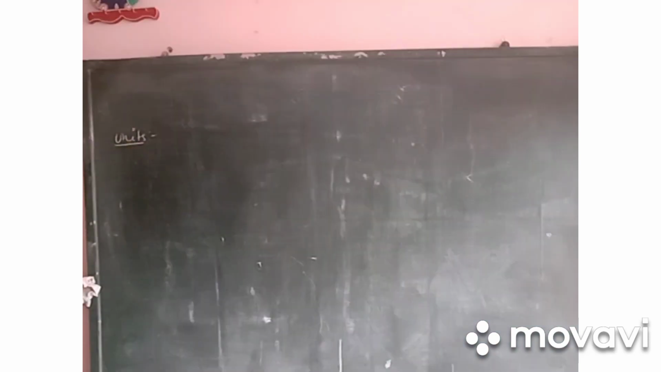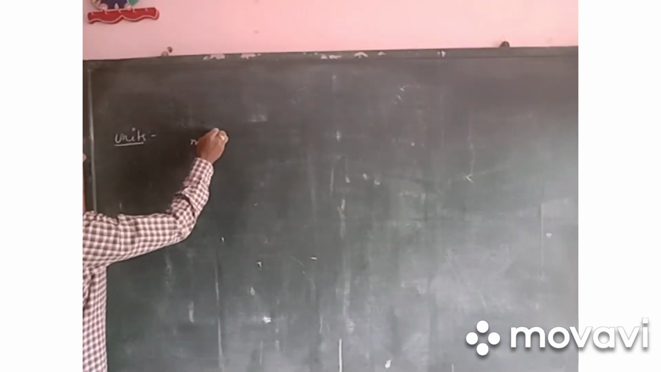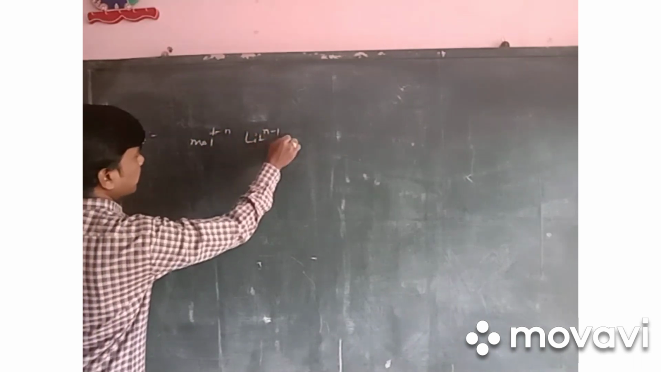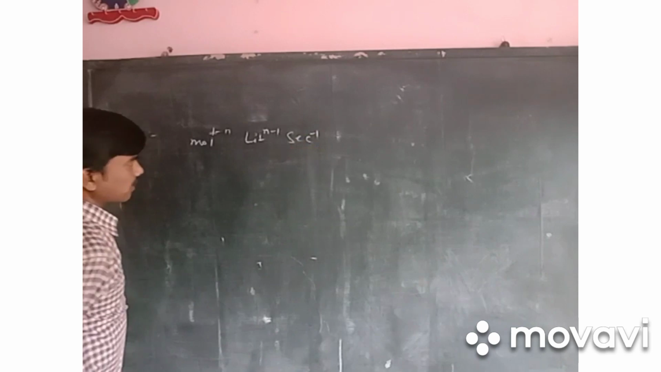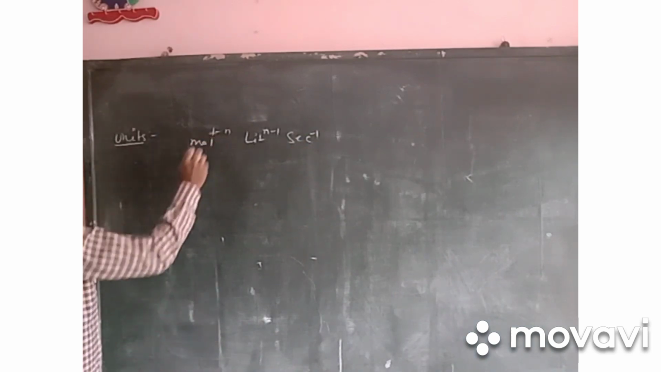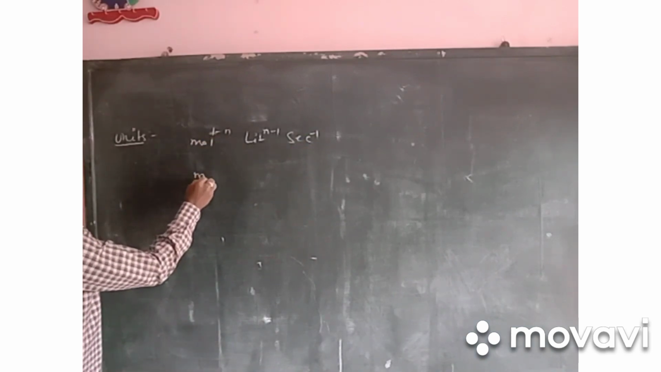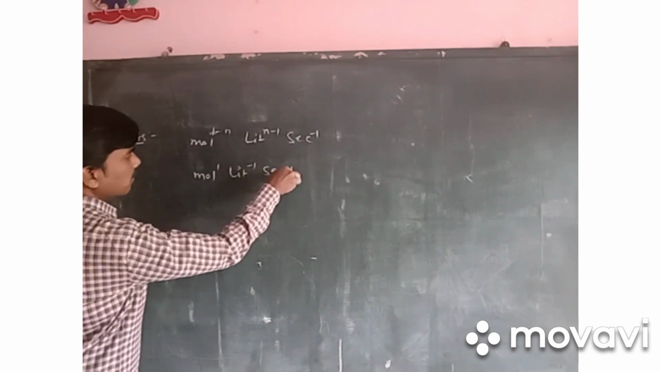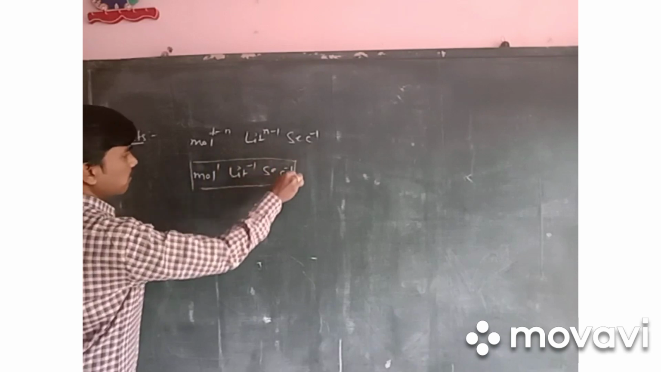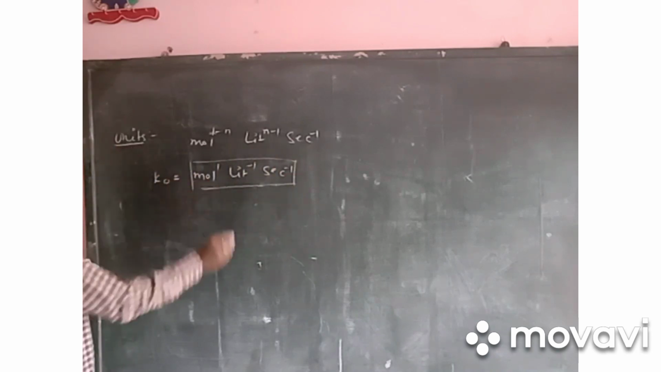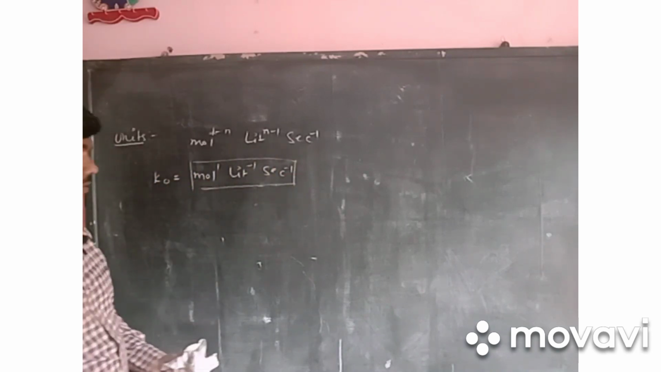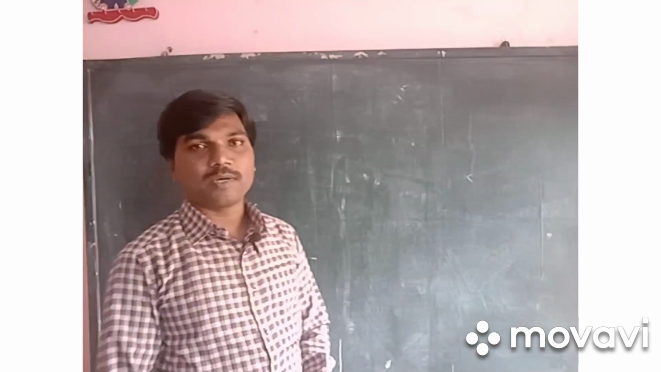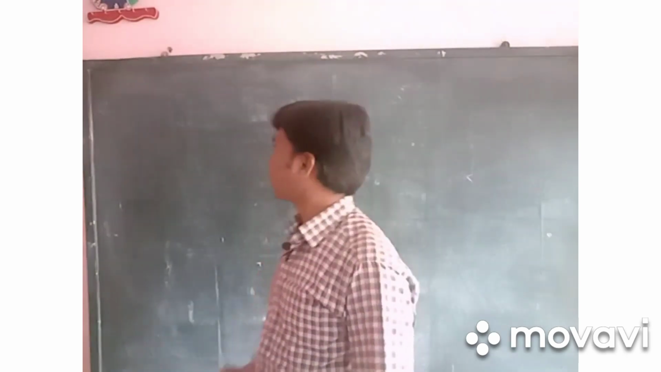And units I told you already: mole to the power of 1 minus n, liter to the power of n minus 1, and second to the power of minus 1. So this is zero order reaction, so you have to substitute 0 instead of n. So that's mole to the power of 1, liter to the power of minus 1, and second to the power of minus 1. These are the units of what? Zero order rate constant, right? Now which reactions will come under zero order?